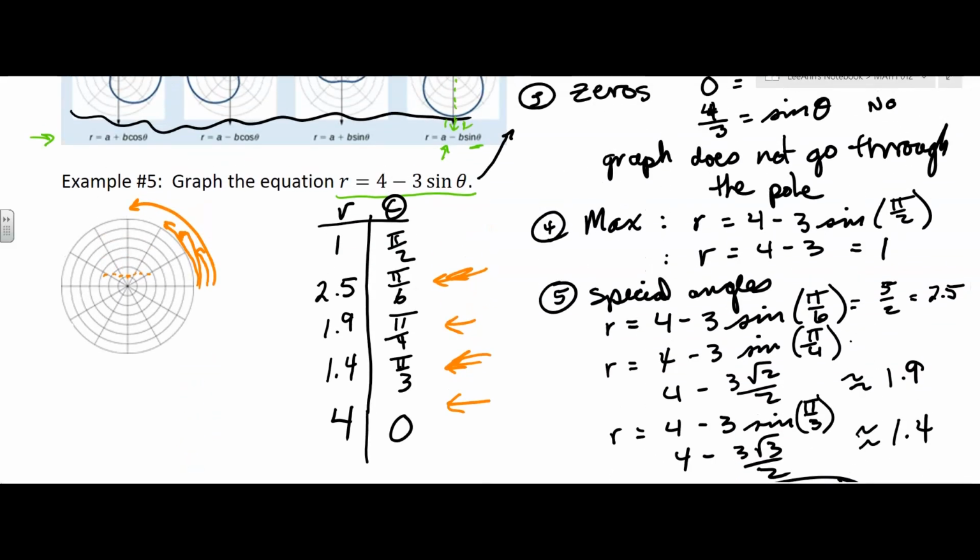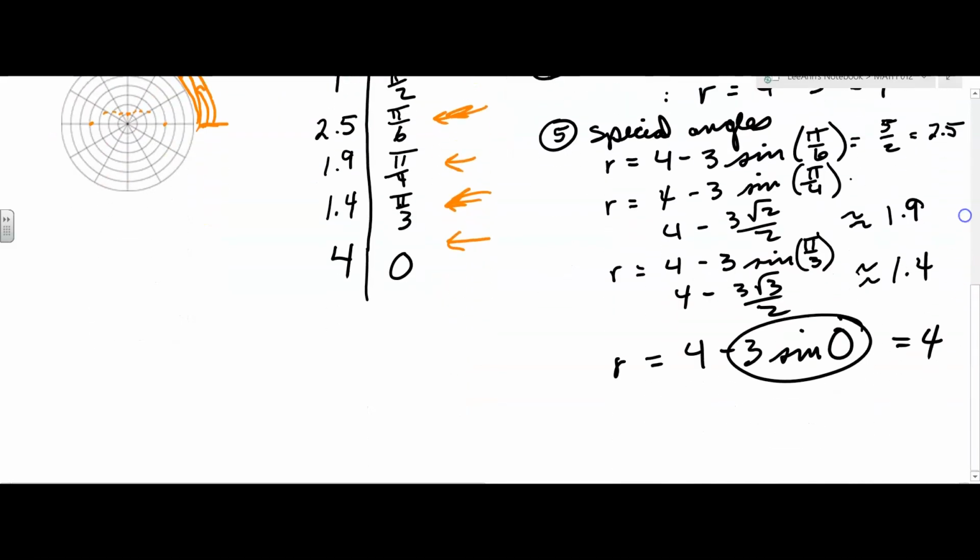So I'm going to graph that 0, so don't rotate, stay on the polar axis, and go out 4. Let's see, 1, 2, 3, 4. And then we can put one on the other side. 1, 2, 3, 4. And then we did pi over 2. We didn't do 3 pi over 2. So let's do that one. r equals 4 minus 3 sine 3 pi over 2.